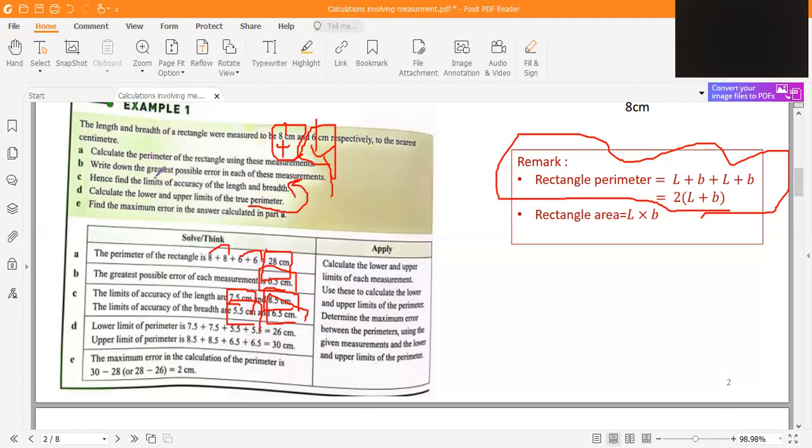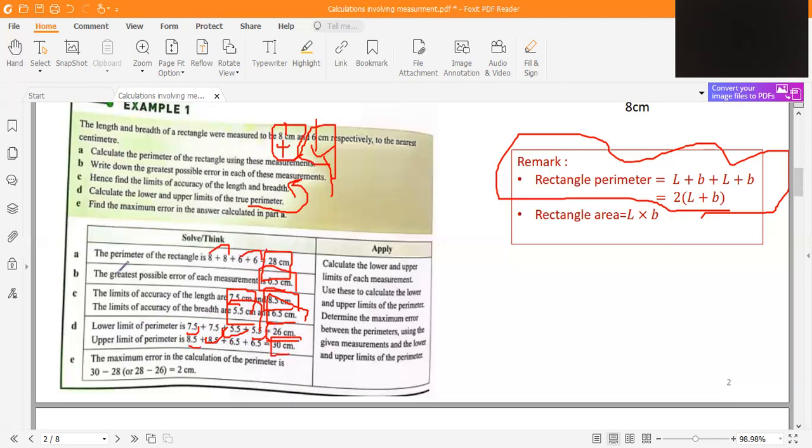Normally, to obtain the lower limit of the perimeter, we use the lower limits of accuracy of length and breadth, and to obtain the upper limit of the true perimeter, we use the upper limits of accuracy of length and breadth. So we use upper to obtain the upper limits, and lower to obtain the lower limits.